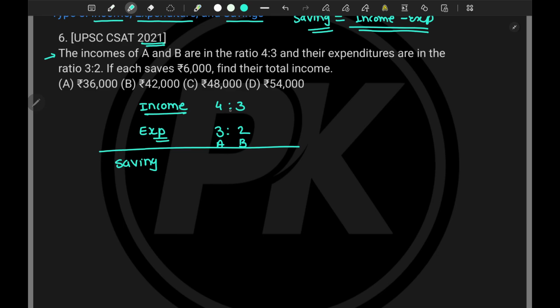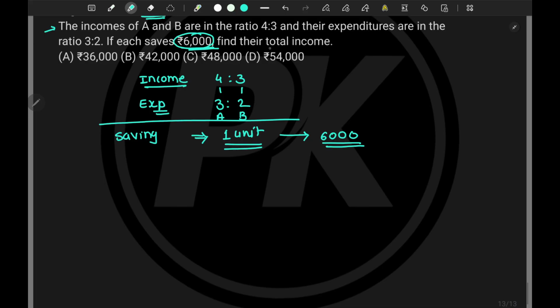If I do income minus expenses, that means saving of 1. There is a difference of 1, right? So I'll say 1 unit. For that 1 unit, in the problem it is given that they are saving rupees 6,000 each. And what have they asked? They have asked us to find out the total income.